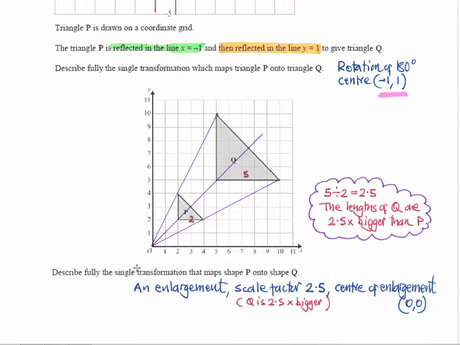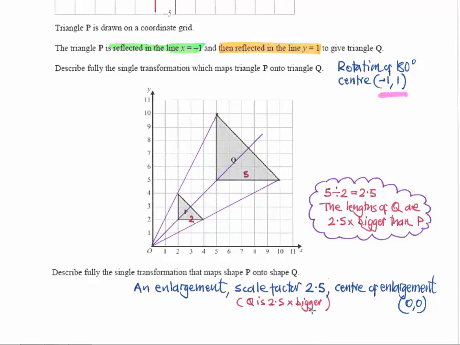Here it says, describe fully the single transformation that maps shape P onto shape Q. Well, if we look at P and Q, we can see that Q is bigger. Okay, how much bigger? Well, this is 1, 2, 3, 4, 5, and this is 1, 2, and 5 divided by 2 is 2.5. So basically, this triangle is 2.5 times bigger than this triangle. Okay? So what we have to do is write that down in maths language. It's an enlargement, scale factor 2.5. It just basically means it's 2.5 times bigger.